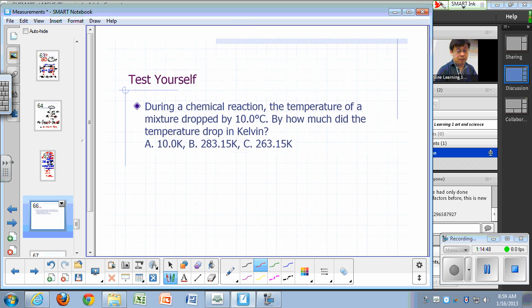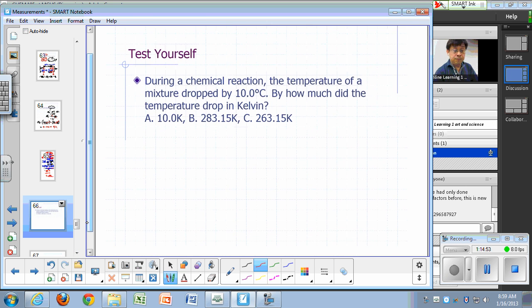Okay. All right, so here's a clicker question. Oh, okay. So they're familiar with it. The temperature of a mixture dropped by 10.0 degrees Celsius. By how much did it drop in Kelvin?